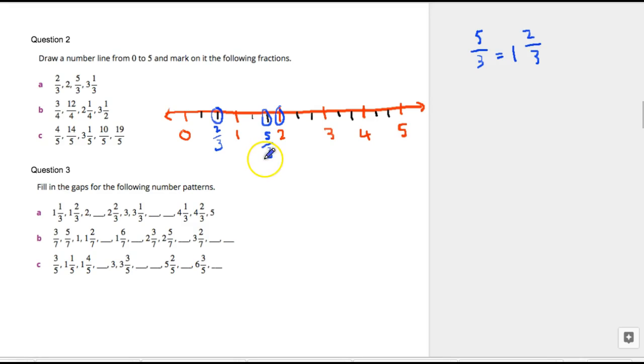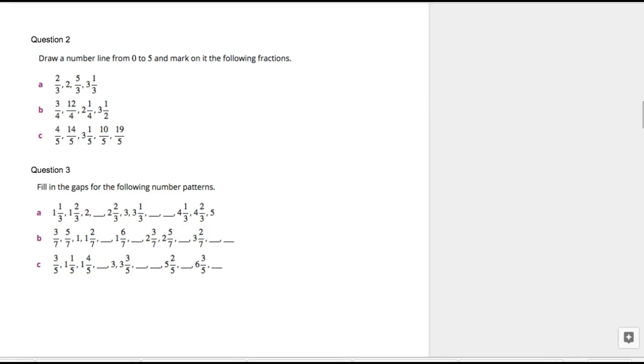All right, the next one is 3 and 1/3. So here's 3, and then we're adding on another third. So we're here. So this point here is 3 and a third. All right, if you need to draw that, you can pause it. All right, moving on. Let's draw another number line for B. Okay, let's see if my line this time is straighter. Not really. Okay, again going from 0 to 5.